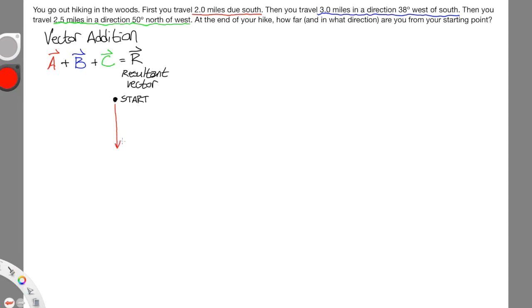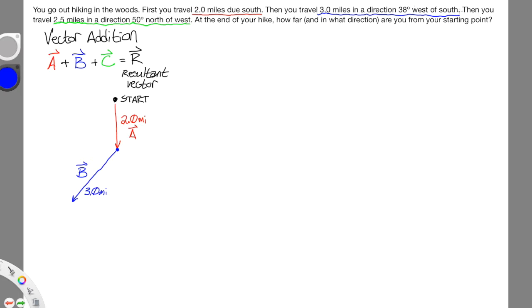And vector A involves going 2.0 miles straight south. And then the next step is vector B. So now from the tip of vector A, we attach the tail of vector B. And vector B is 3.0 miles in a direction 38 degrees west of south.